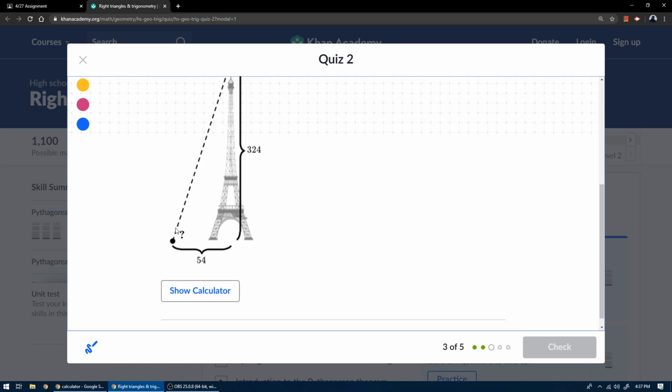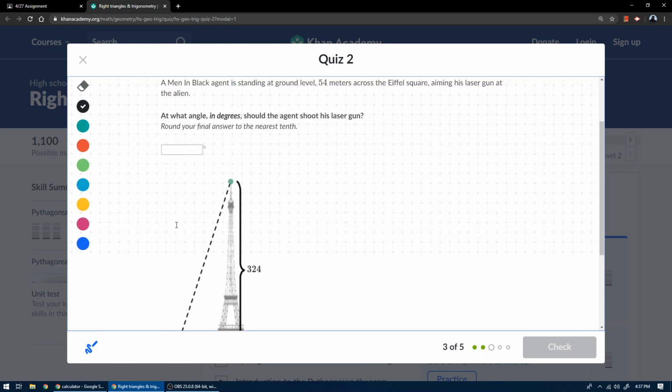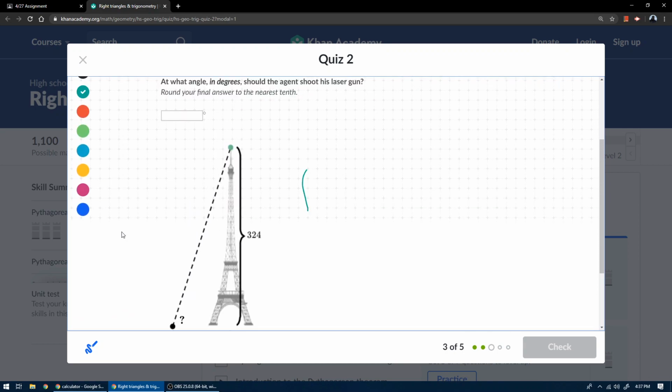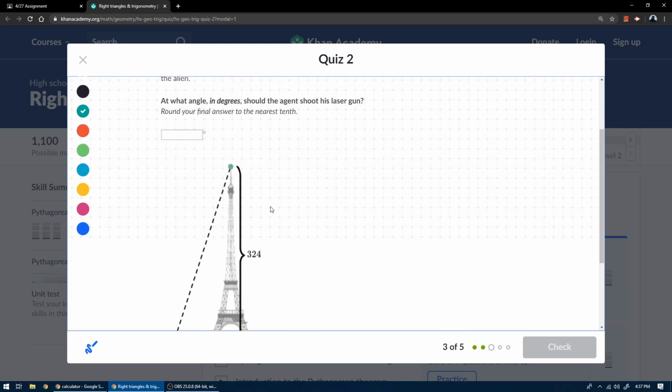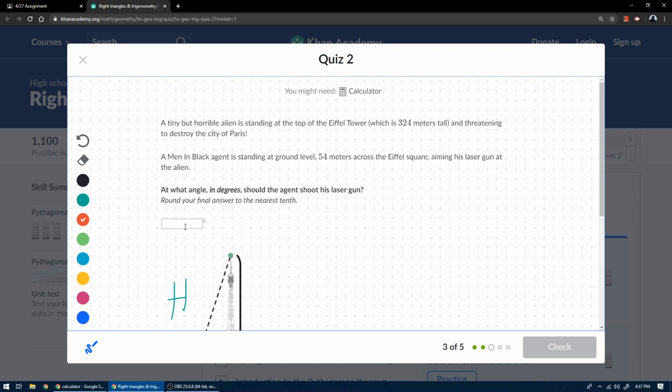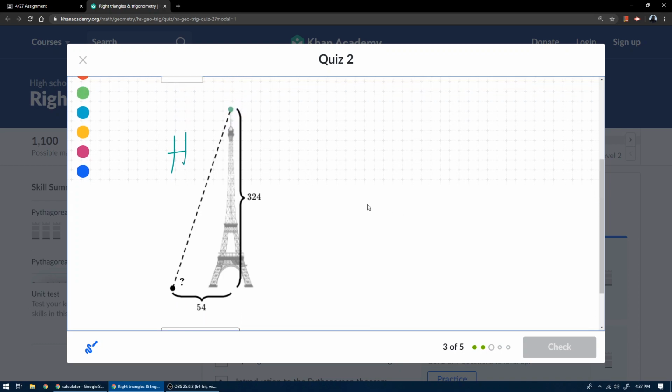So you need to use an inverse sine, an inverse cosine, or an inverse tangent. Remember the first step? What's the hypotenuse? It's always the longest side. What's the longest side? Right here. Now, if I look at this angle, what's opposite of this angle? What's farther away from it? Is 54 far away from it? No. Is 324 far away from it? Yes. So this would be opposite.